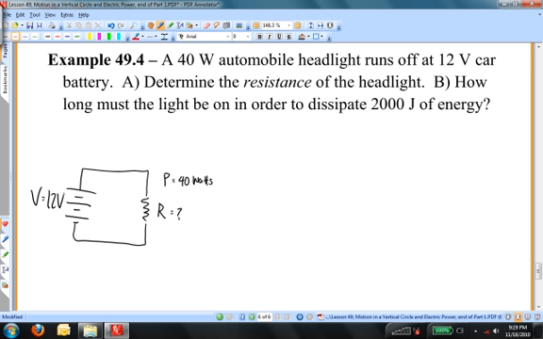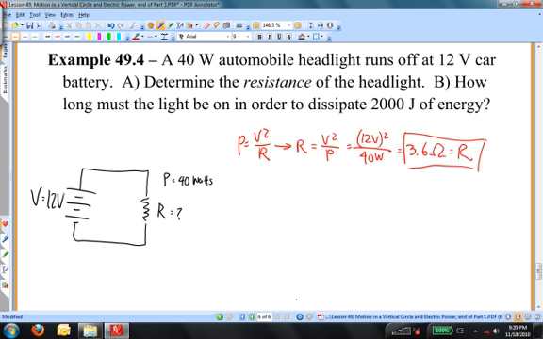Now we're trying to figure out what the resistance is. And this bulb is operating at its rated voltage. Let's invoke the power formula that says the power is equal to V squared over R. Since we know V and since we know P, then we can figure out what R is. Let's solve that equation for R. And now let's put in the numbers. I get that this bulb has a resistance of 3.6 ohms.